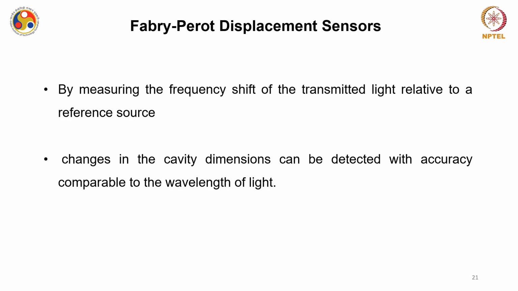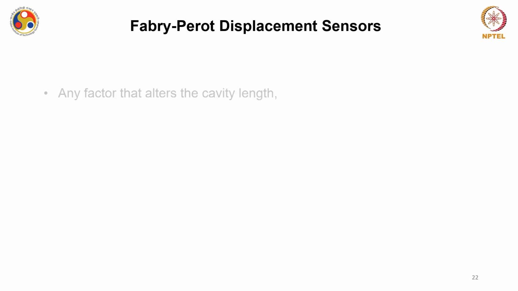By measuring the frequency shift of the transmitted light relative to the reference source, changes in the cavity dimensions can be detected with accuracy comparable to the wavelength of the light. So if the laser is emitting, say, 400 nanometer or 900 nanometer light, it means that the accuracy that you are going to achieve is of that particular order.